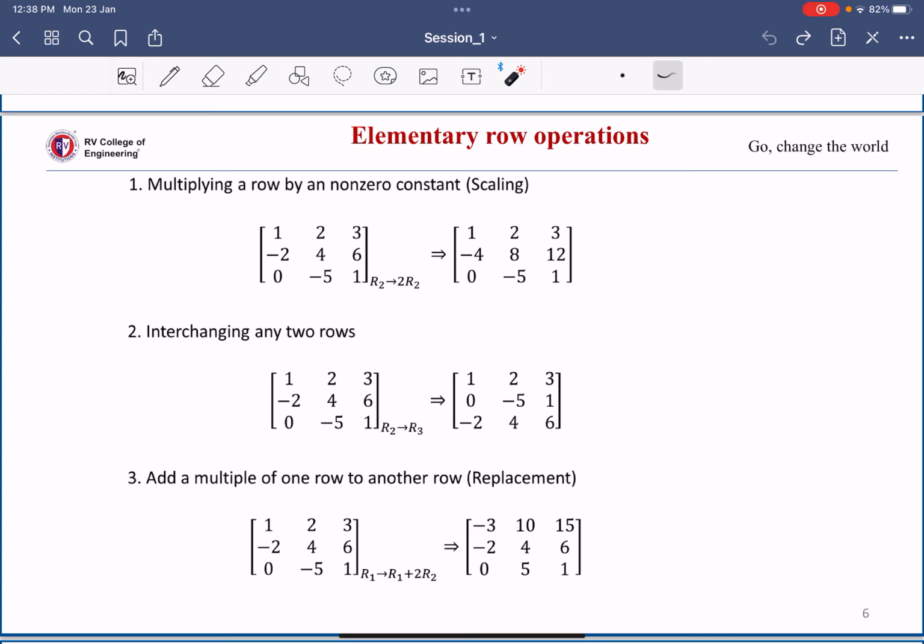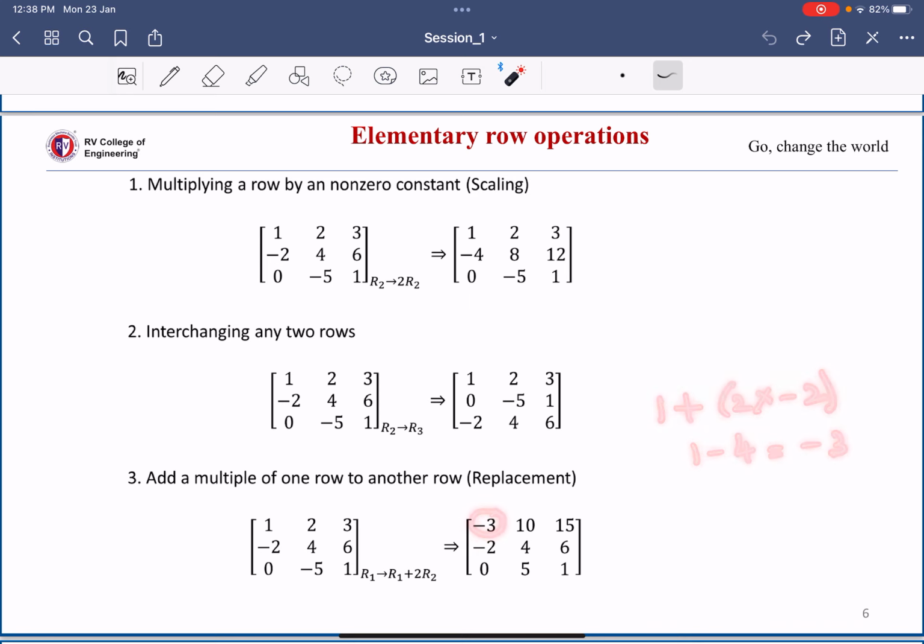The remaining two rows remain unchanged. So how did we get minus 3, 10, 15? So R1 plus 2 R2. So I am adding the first row elements with twice the second row element. So I get 1 minus 4 is equal to minus 3, which is the first element here.